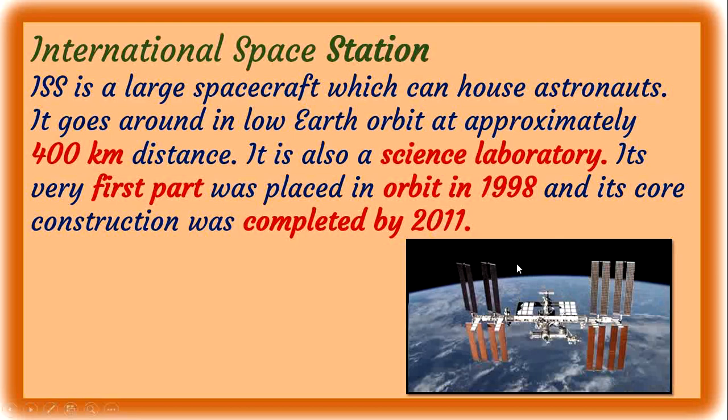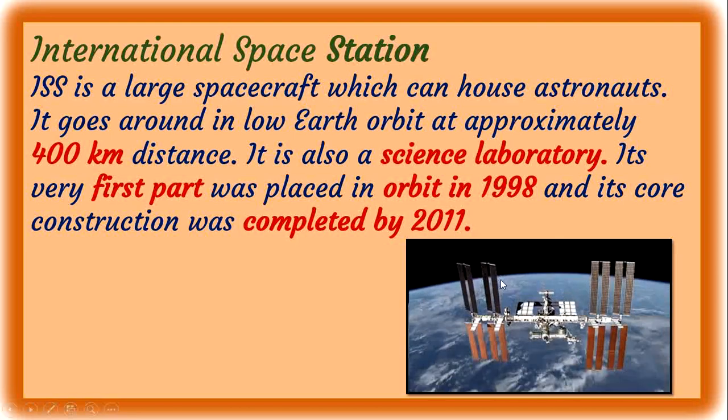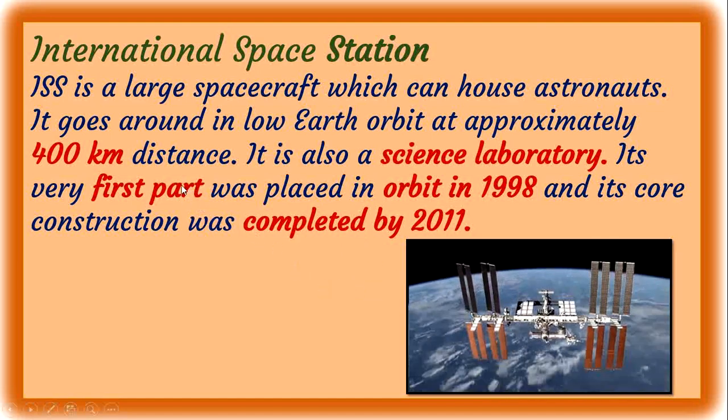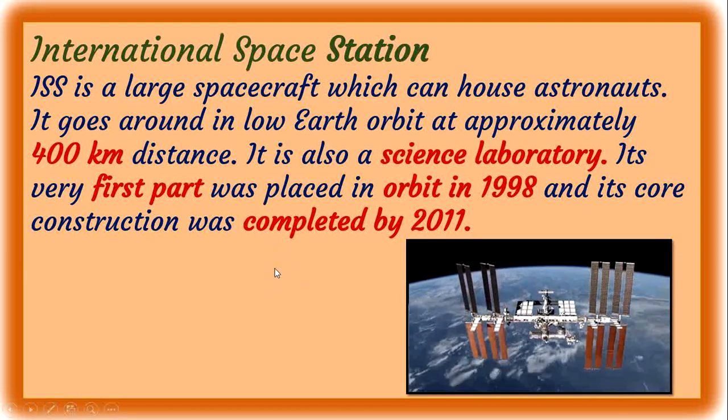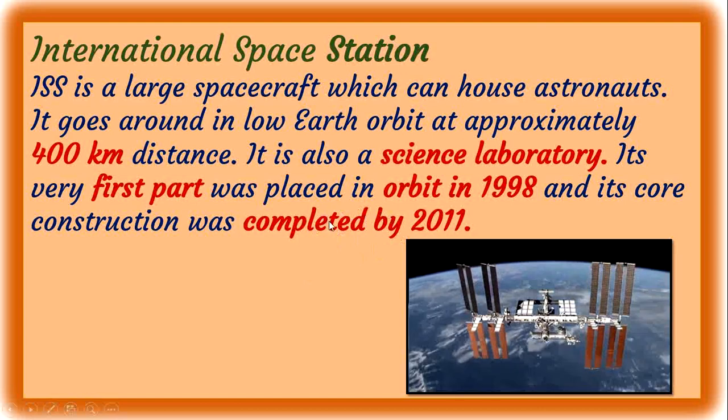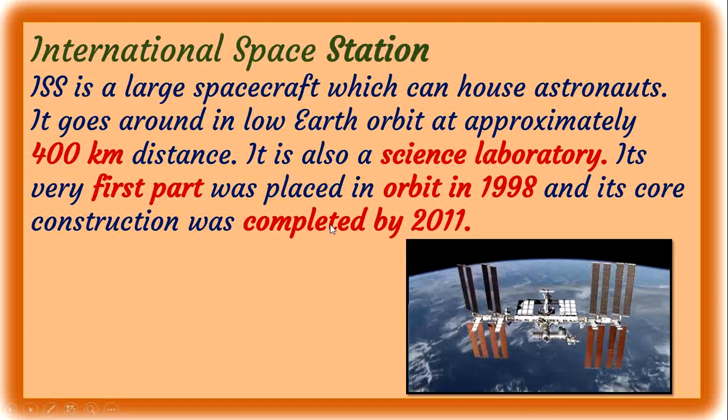So International Space Station is a large spacecraft and it goes only around the low Earth orbit at 400 kilometer distance and it is also called as a science laboratory. Its first part was placed in orbit in 1998 and its construction was completed only at 2011.